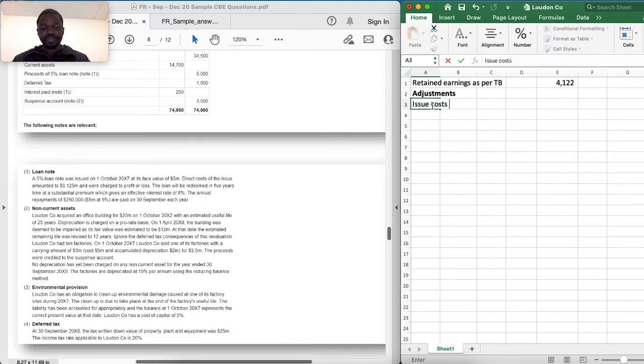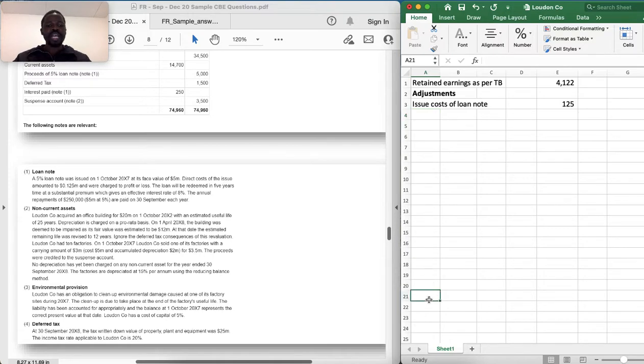Issue costs of loan note. So it's 125 in thousands. We are all working in thousands here. Then the loan will be redeemed in 5 years' time at a substantial premium, which gives an effective interest rate of 8%. We know in the profit or loss account, we need to charge the effective rate, not the par value or the percentage that is used to pay the interest payments. We need to charge the finance cost at the effective interest rate.